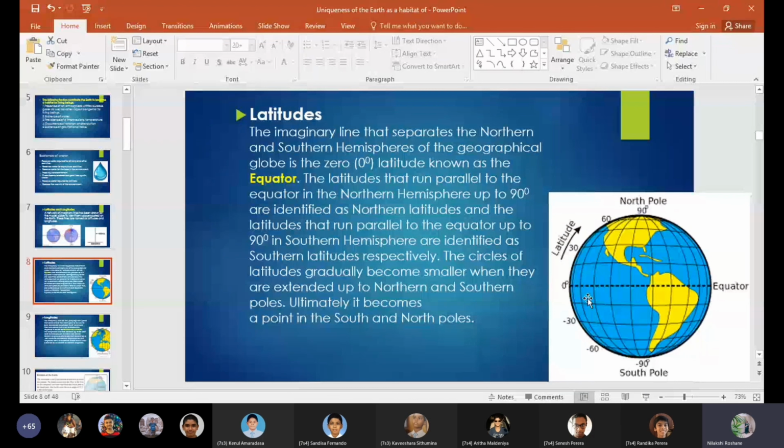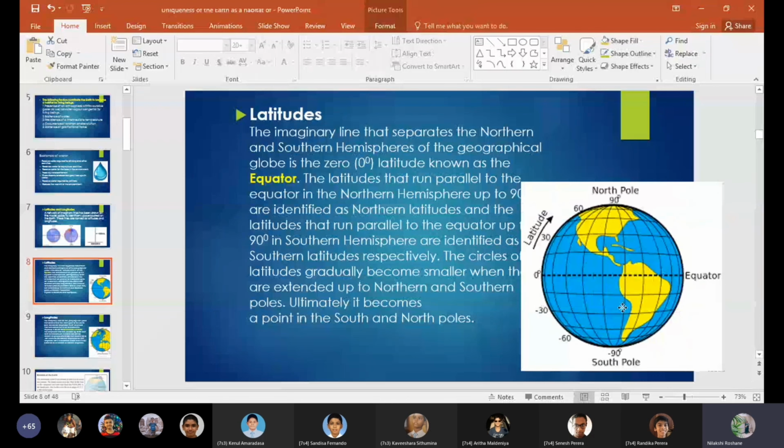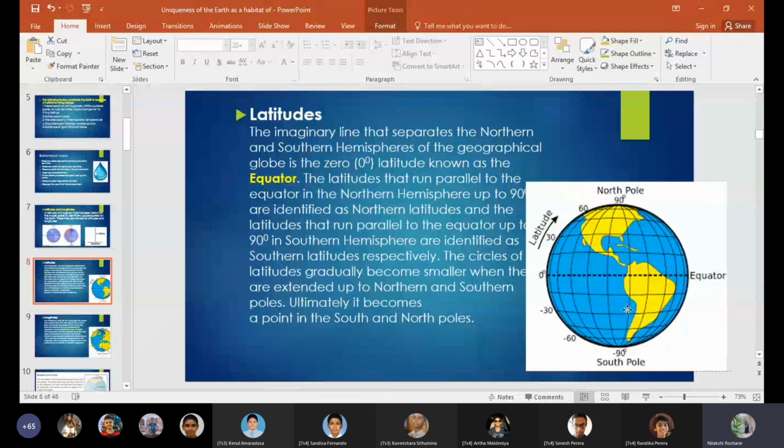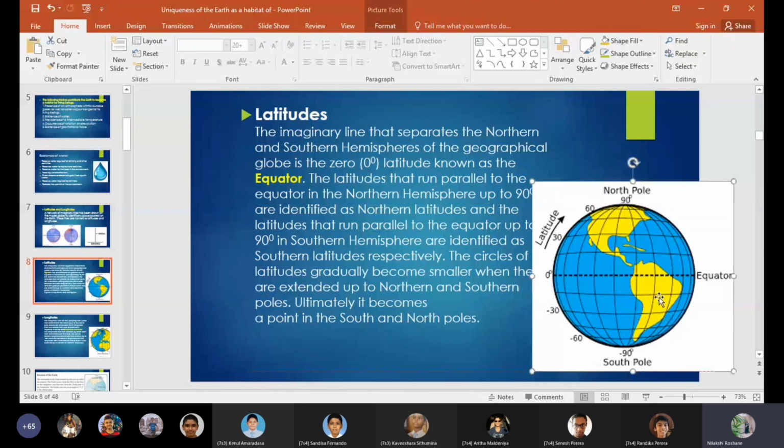As you can see in the picture, the main latitude is the equator, and the equator divides the earth into two parts, the northern hemisphere and the southern hemisphere. The latitudes located in the northern hemisphere we call north latitudes, and the latitudes located in the southern hemisphere we call south latitudes. Next we are going to discuss the longitudes.